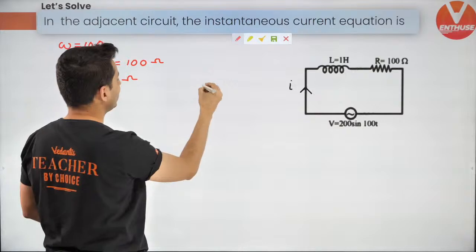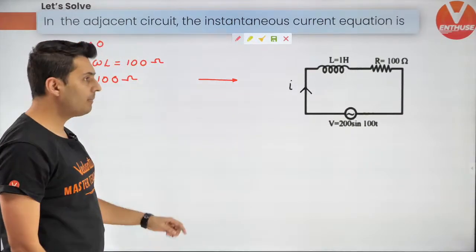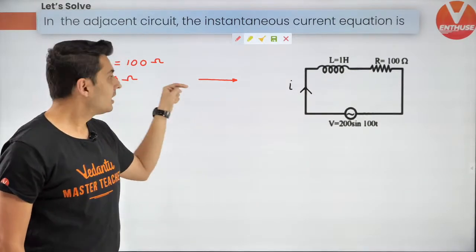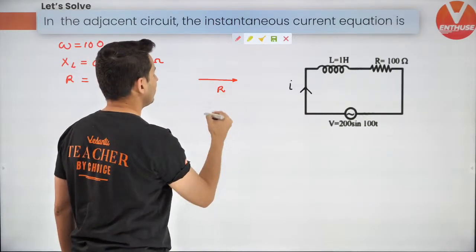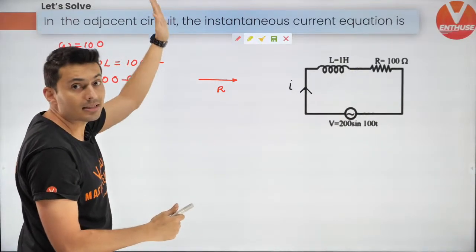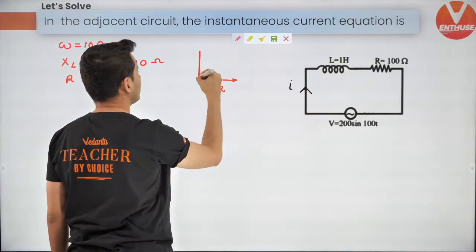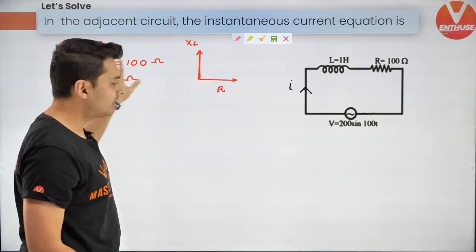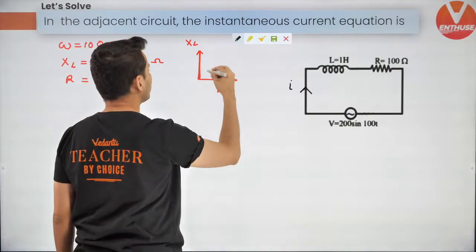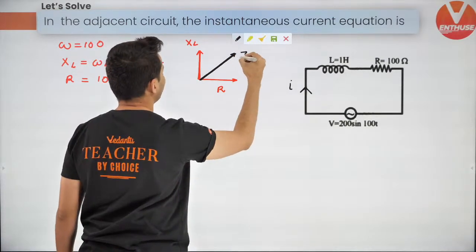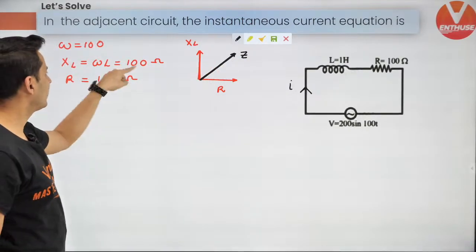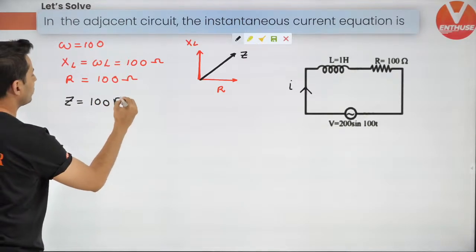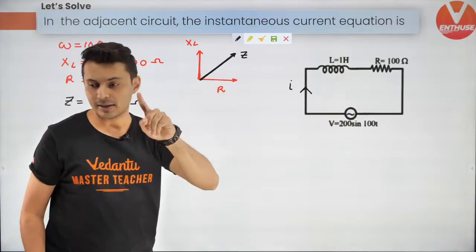If you think about the phasor diagram, the resistance is always horizontal. The inductive reactance XL is always in the vertically upward direction, like this. There is no capacitance in this case, so forget about it. The resultant of both of them is Z. Now, isn't it obvious that if this is 100 and this is 100, Z should be 100 root 2 ohms? Z is equal to 100 root 2 ohms.